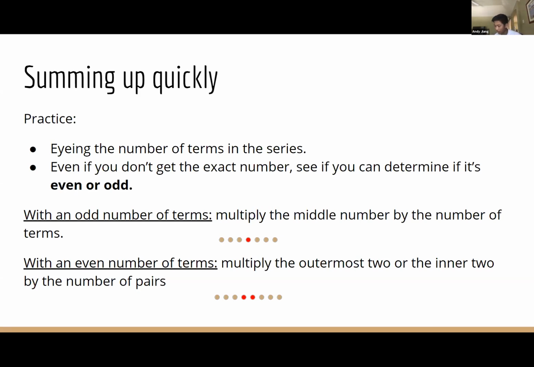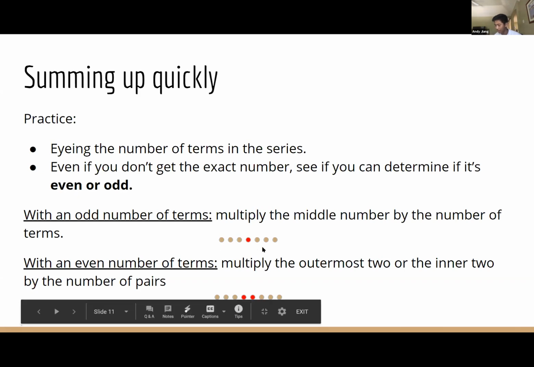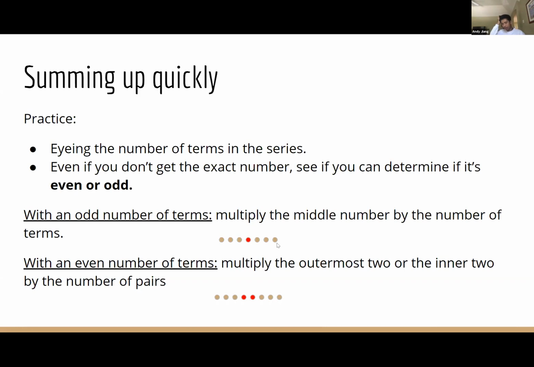They may give you just a list of numbers that looks like this. Of course, they're not circles, but they look like that if you just imagine it that way. And then you want to get to the point where you can look at a list and see if it's even or odd. The best case scenario is if you can see how many terms exactly there are. But when there's an odd number of terms and the list size isn't too long, what I like to do is just take the middle number and then multiply by the number of terms, right?